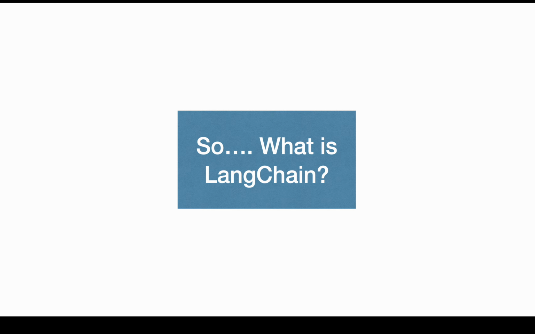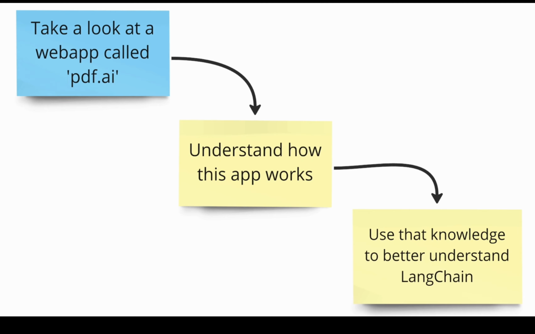So to answer this, we are going to go through a little bit of a process in this video and the next couple. So here's what we are going to do. We'll look at a web application called pdf.ai. It's a web app which is being built by a team, not me, but we'll build a similar clone of this product. It takes a PDF document and allows you to ask ChatGPT questions about the contents of the document. I'll give a quick demo of this in just a moment.